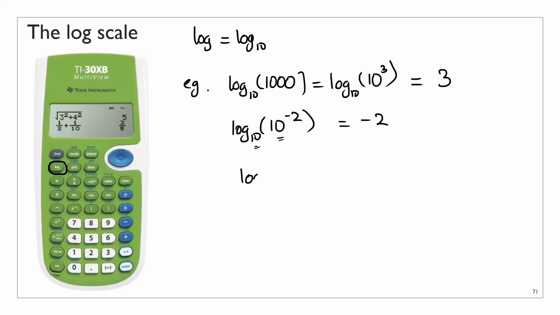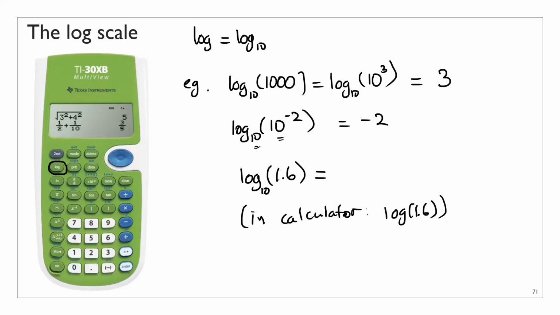If you want to find log to the base 10 of numbers that are not an exponential of 10, say for example, I want to find log to the base 10 of 1.6, this is not something that you can do without a calculator. And I don't expect you to do any of this without a calculator anyway. All you need to do is go into the calculator and type log of 1.6. It should come out as 0.204, and that is going to be the answer. So all you need to do is use this log button in your calculator.